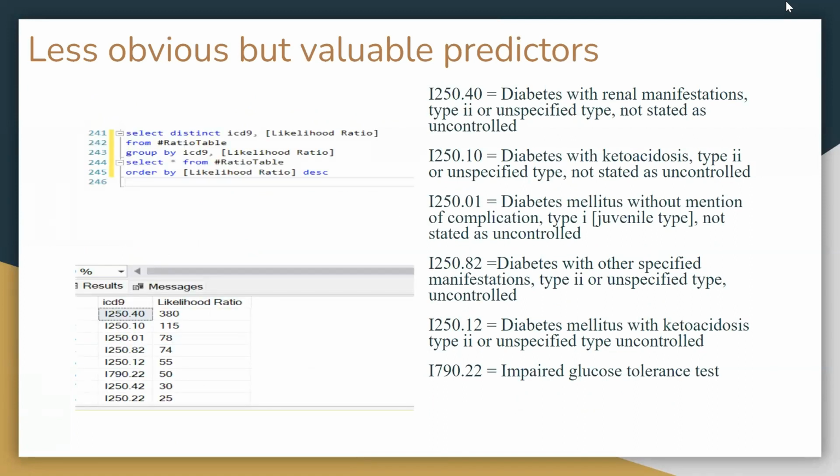Here we take a look at less obvious but still valuable predictors. The way we go about that is we take a look at the likelihood ratios associated with the specific ICD-9 and order them by the ones that have the highest likelihood ratio. So we take a look at the results here, and a lot of them are diabetes related, such as diabetes with renal manifestations, ketoacidosis, juvenile type, or even impaired glucose tolerance.